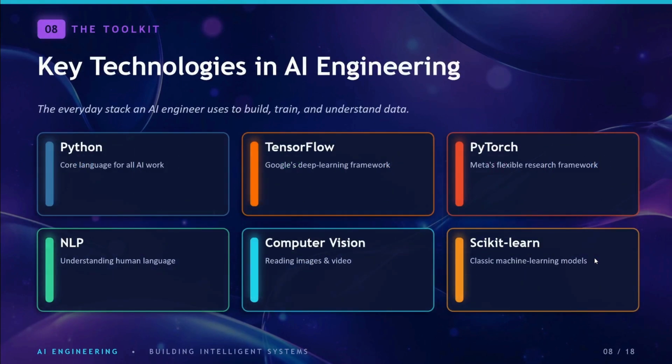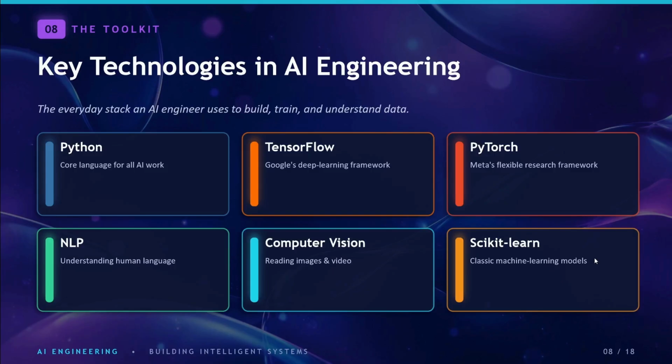Every profession has its toolkit, and AI engineering is no different. This slide covers the everyday stack, the tools and technologies that an AI engineer uses to build, train, and understand data. Let's go through each one. First is Python, which is the core programming language for almost all AI work. It's popular because of its simplicity and its massive ecosystem of AI and data science libraries.